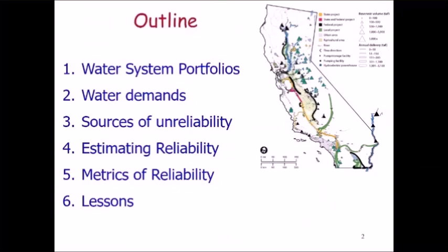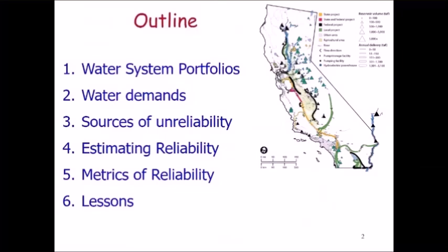We also are managing water not just for one demand, but usually for a whole group of demands, different urban, and agricultural, and environmental demands. I want to talk a little bit about sources of unreliability. We often think about droughts, climate change as reasons why a water system wouldn't be reliable, but there's a whole bunch of other things that cause systems to become unreliable.